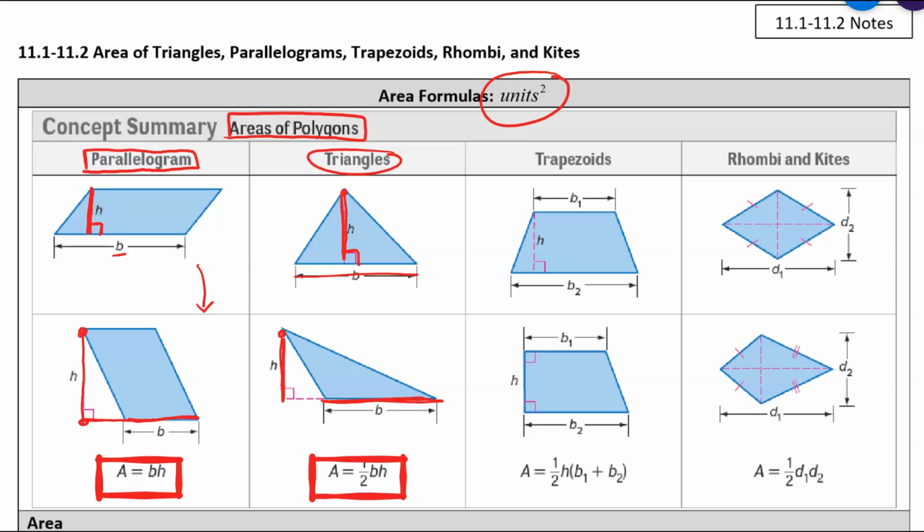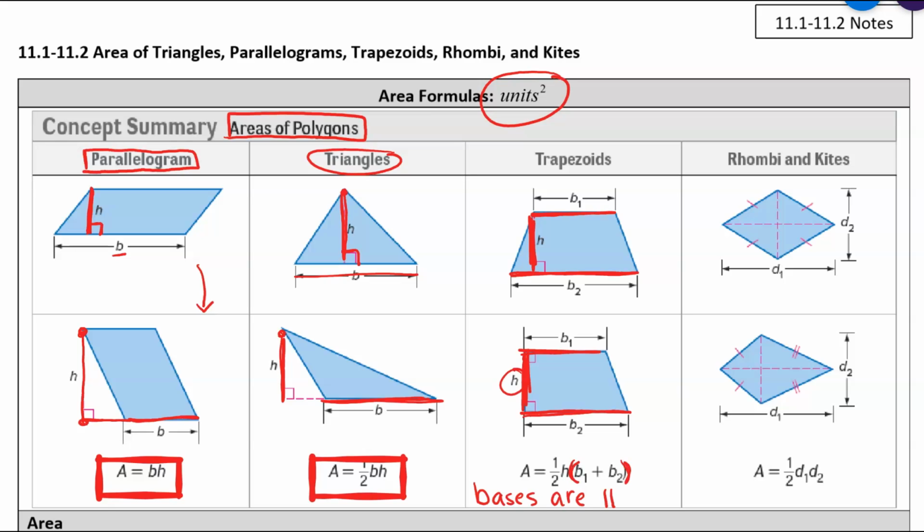Now trapezoids. What makes a trapezoid special is that it will have two parallel bases. So here's base 1 and base 2. This one here is a different looking one, but you still have parallel bases. The height is always going to connect the parallel bases. So make yourself a note that the bases are always going to be parallel. The formula is going to be 1/2 times the height times those bases added up together.